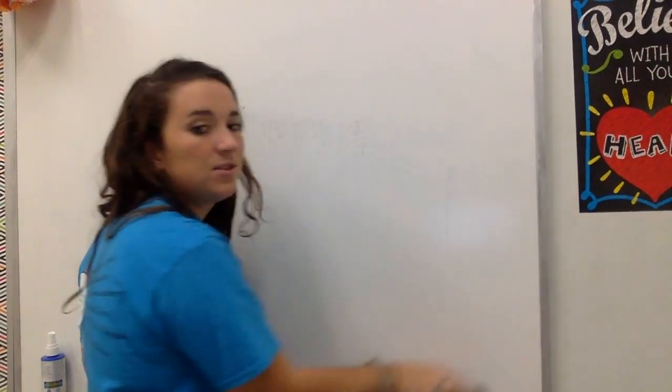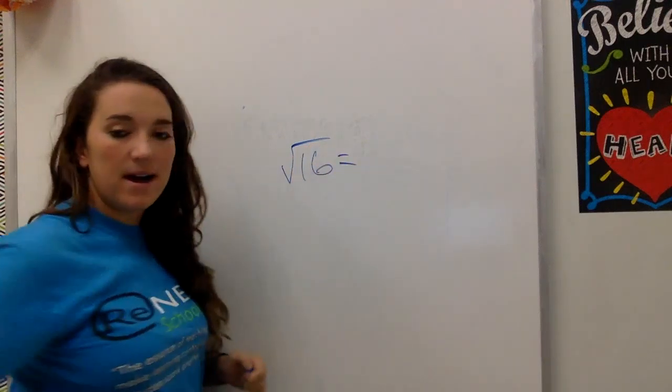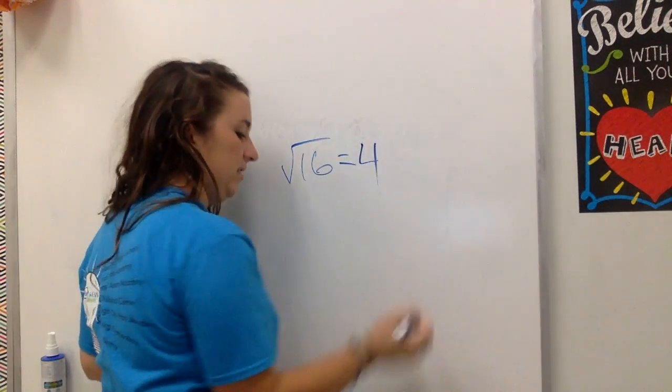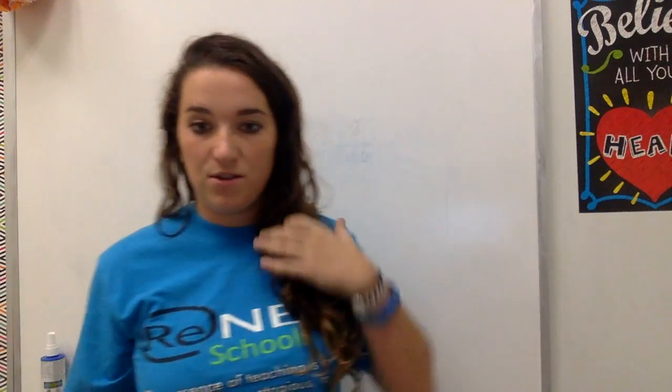All right, on the back, you have a few review problems. First you have to just do square roots. The square root of 16 is going to give you what? 4.